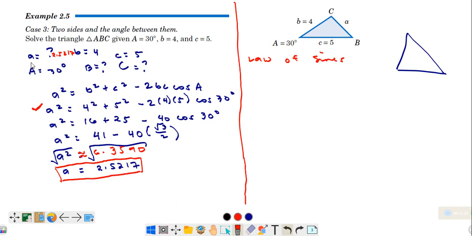Kasi meron na akong side A, meron na akong angle A. Meron akong side B, nawawala si angle B. Ang dali nang hanapin. But for the sake of showing you how it is done, law of cosine yung gagamitin natin. Later on, if we still have the time, I will show you how it will be done if we are going to use the law of sines after using the law of cosines. Ayun, matuto rin kayo mag-analyze para mabilis kayong makakuha ng tamang sagot.